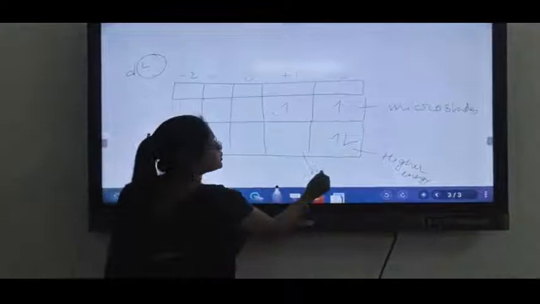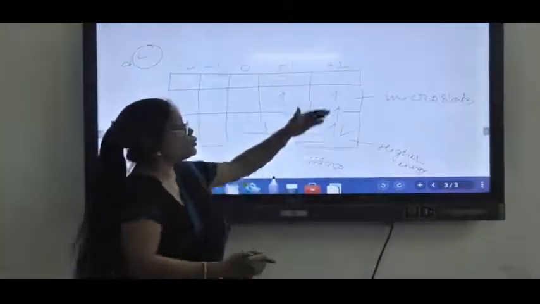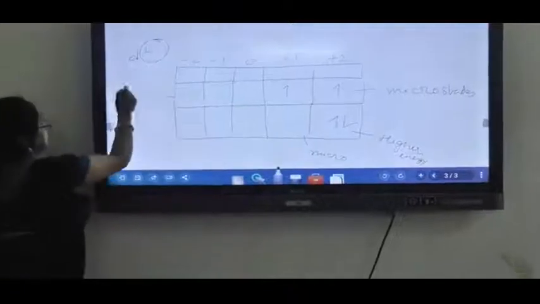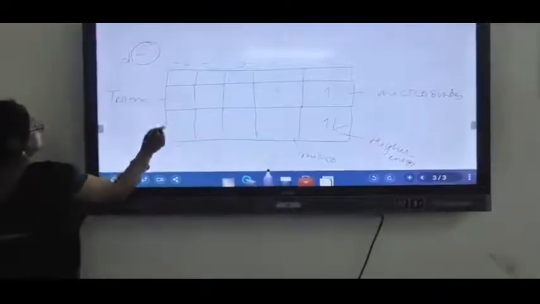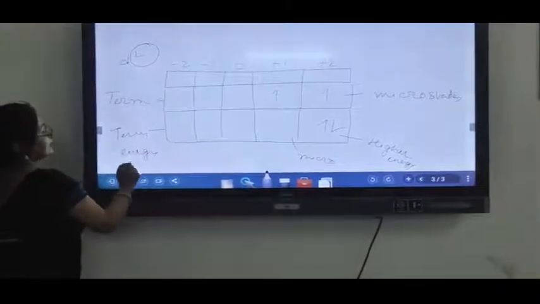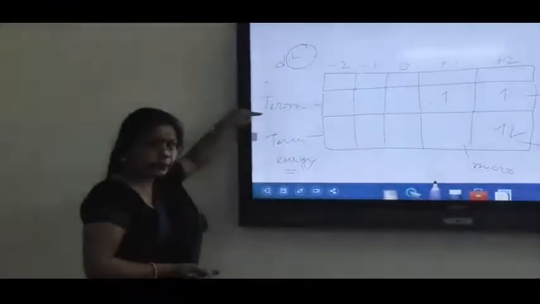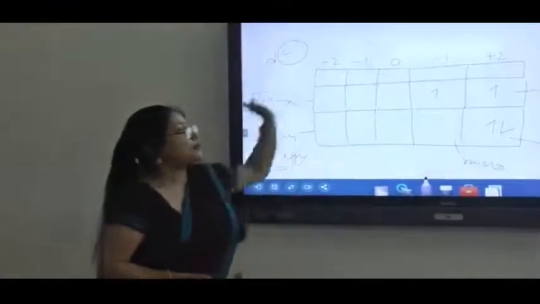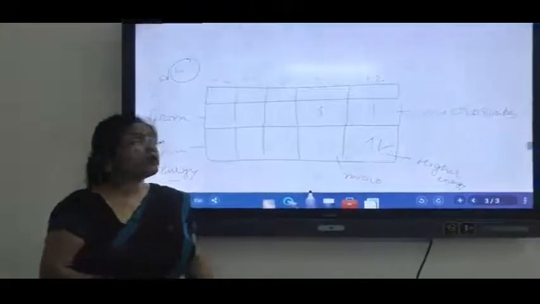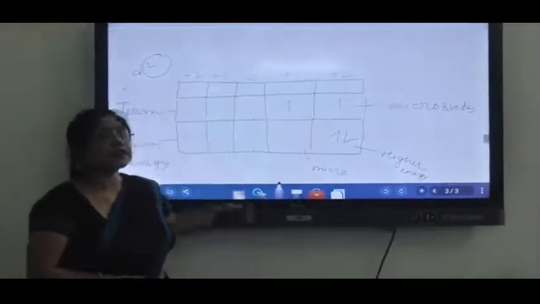Each microstate is different from the other. This is 1, this is 2. Both will be characterized by different terms as well as different energy. These can give you a term. That term will depend on the orientation of the electrons, or the occupation of the electrons in different orbitals.